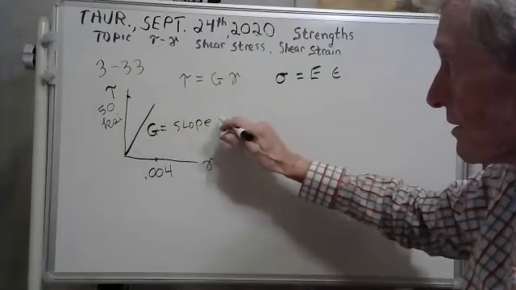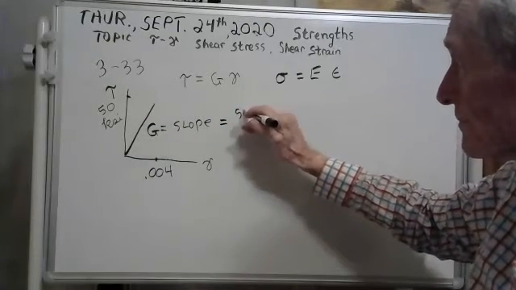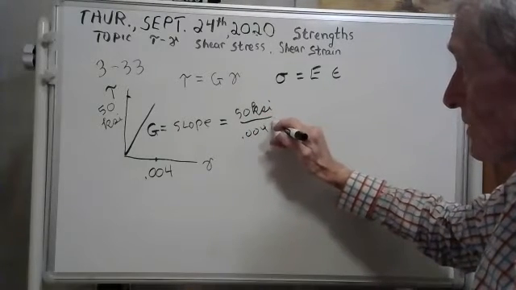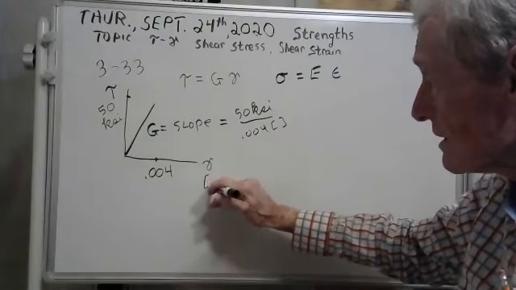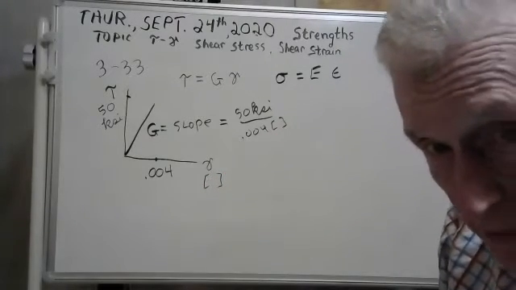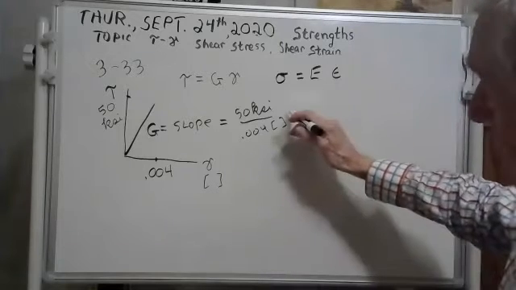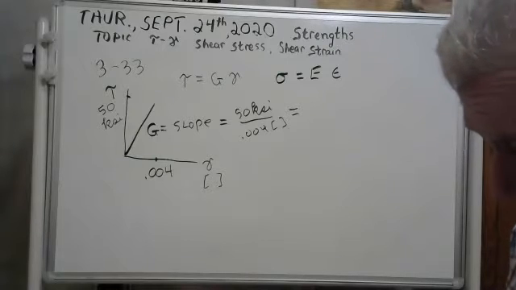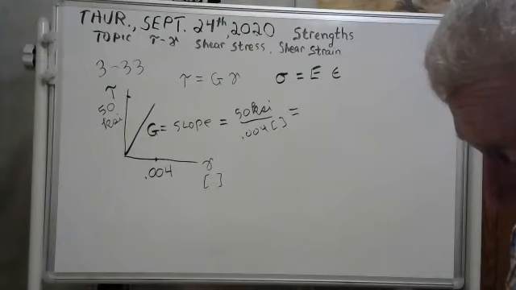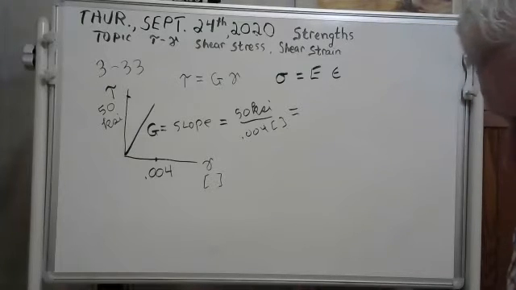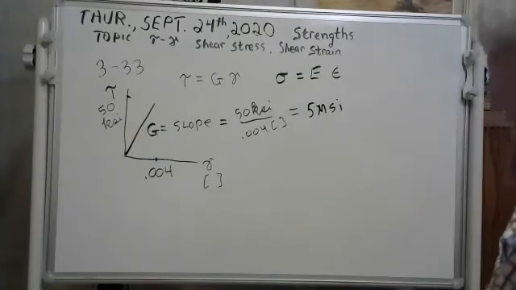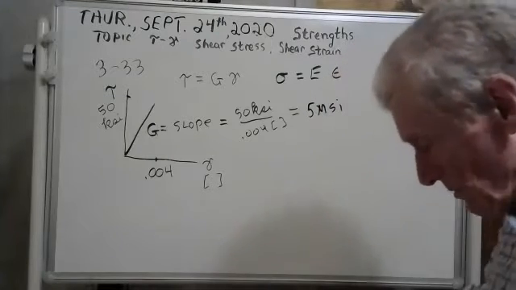That's the rise over the run, which is 50 KSI divided by 0.004 nothings. See, strain is dimensionless. Okay, I'm going to do that. I can't do that in my head. Let me do it on the calculator here. Okay, my calculator says it looks like 5 MSI. But somebody out there better double check me, make sure I did that right.